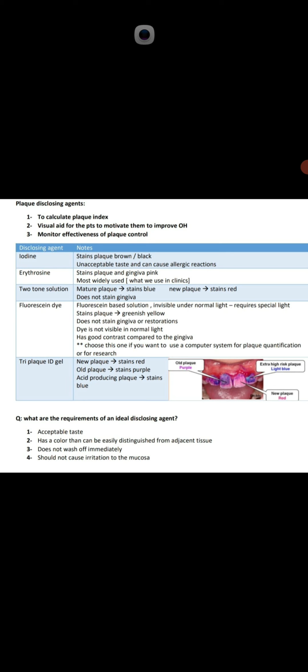Now choose fluorescent dye if you want to use a computer system for plaque quantification or for research. For research and computer systems we use fluorescent dye, but in clinic we use erythrosine. Next is the tri-plaque ID gel.